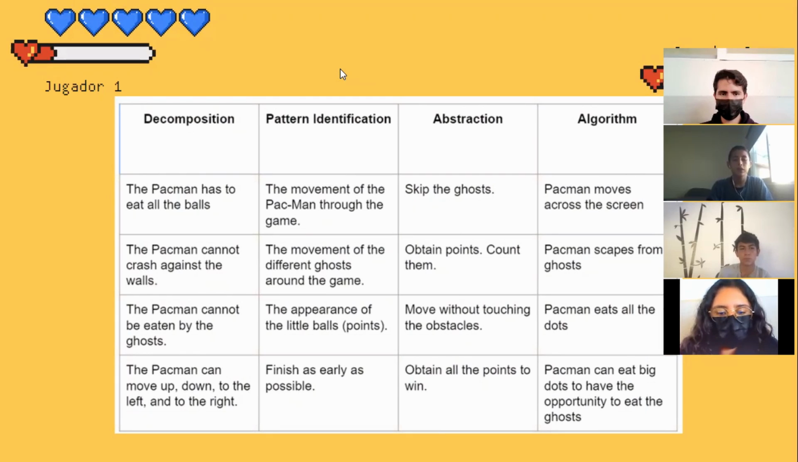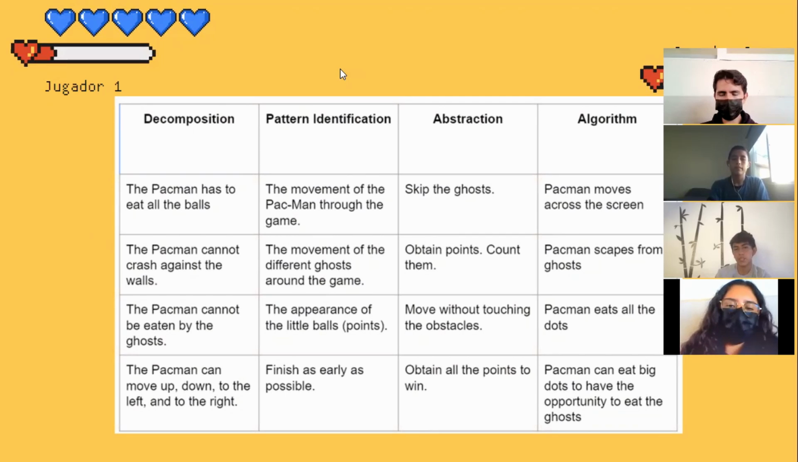For pattern identification, we identified the movement of the Pac-Man through the game, the movement of the different ghosts around the game, the appearance of the little balls, which are the points, and to finish as early as possible. As part of the third pillar of computational thinking, which is abstraction, we can find to skip the ghost, obtain points, count them, move without touching the obstacles, and obtain all the points to win.